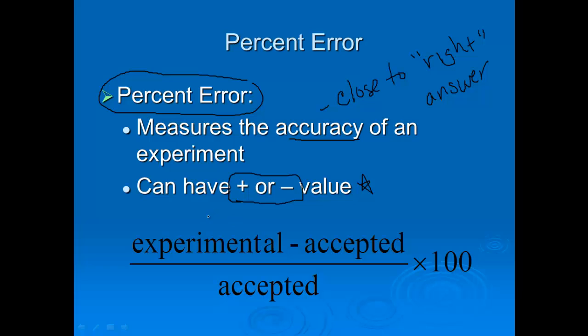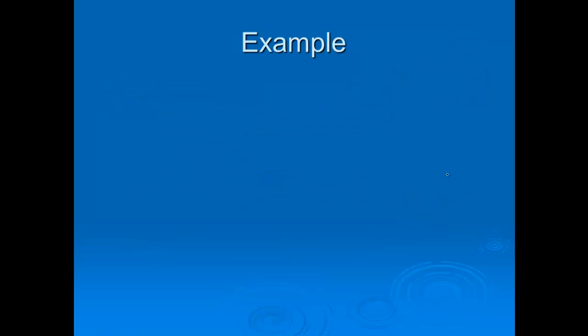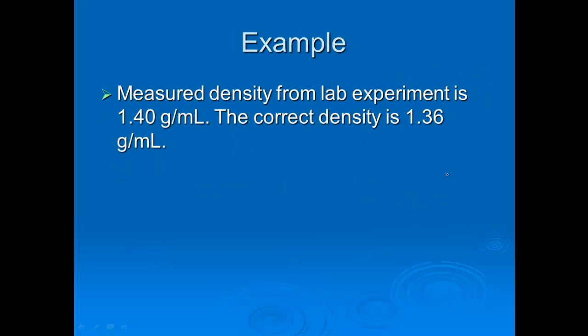This is the equation. You have the experimental value minus the accepted over the accepted times 100. A lot of times you will see me abbreviate it as experimental minus accepted over accepted times 100, just because it's a lot to write out. So anyway, that's going to be our equation. Now we're going to go ahead and do a math problem, and I'm going to go through the requirements of a math problem when we solve them in chemistry.